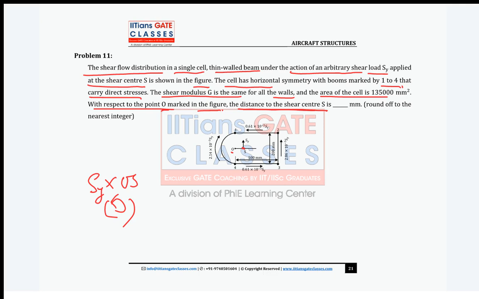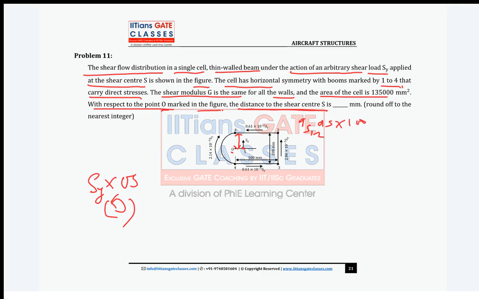Now look into 1 to 2 guys. Your shear flow is q_s 1 to 2, right? What is your length? ds, right? Now what will be the moment arm guys? About point O, if you take moment equivalence, what is the moment arm? The 200 is given, so it is 100.